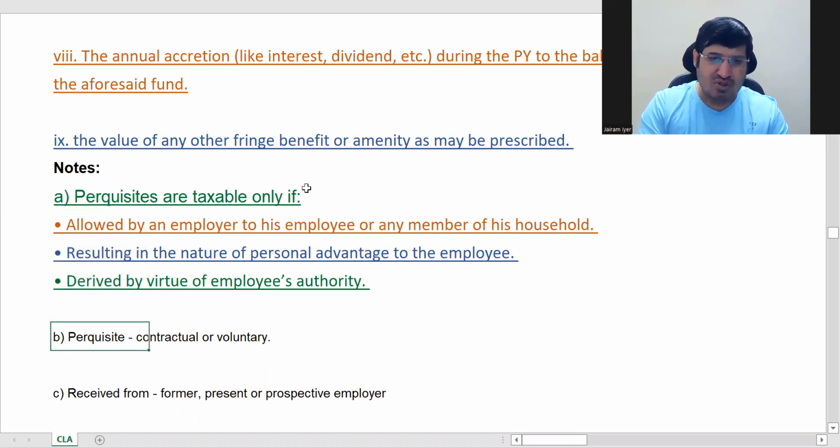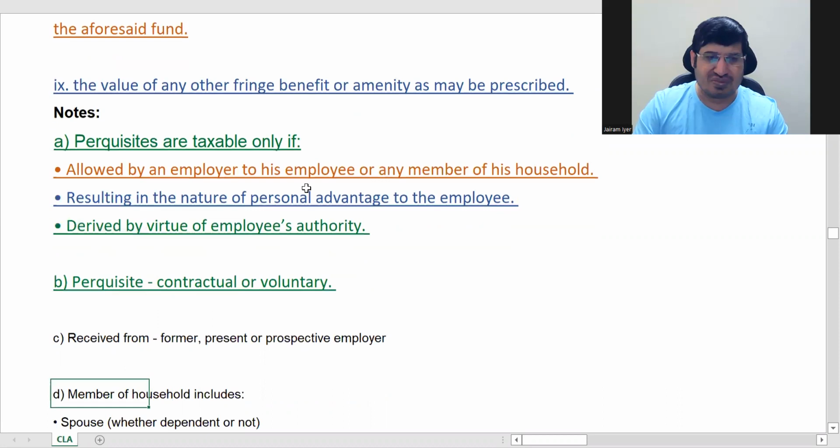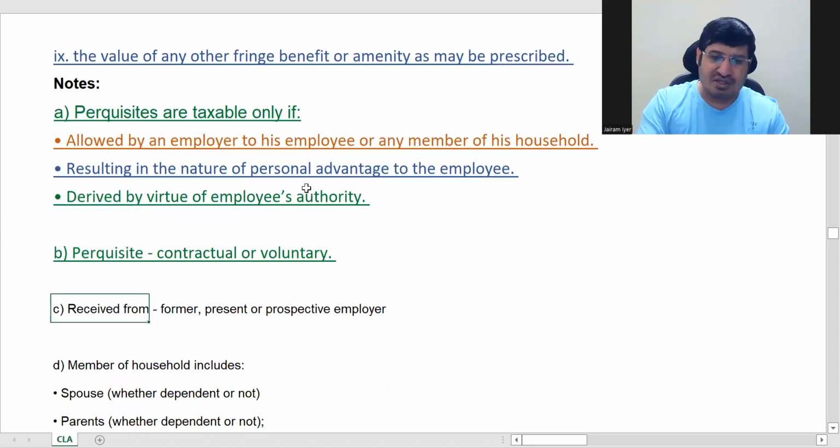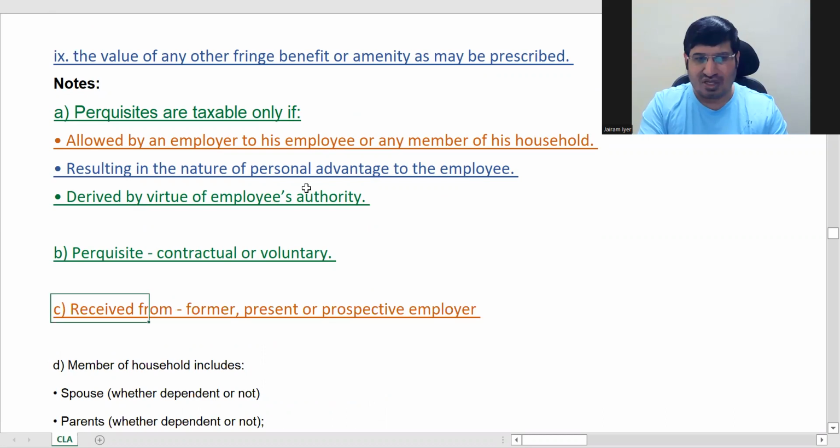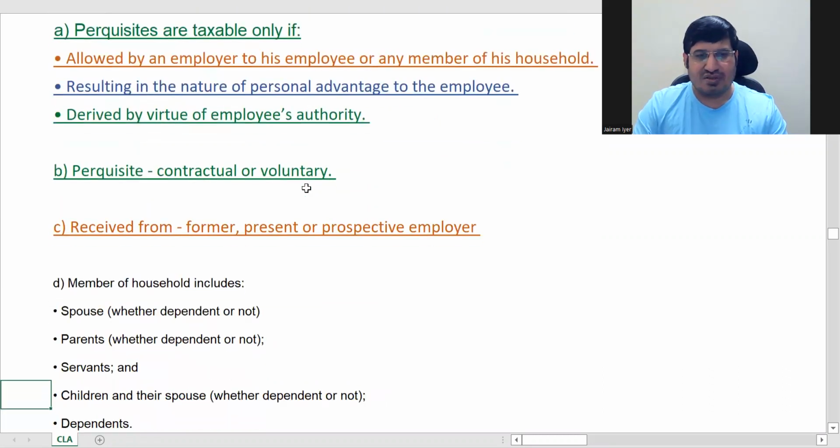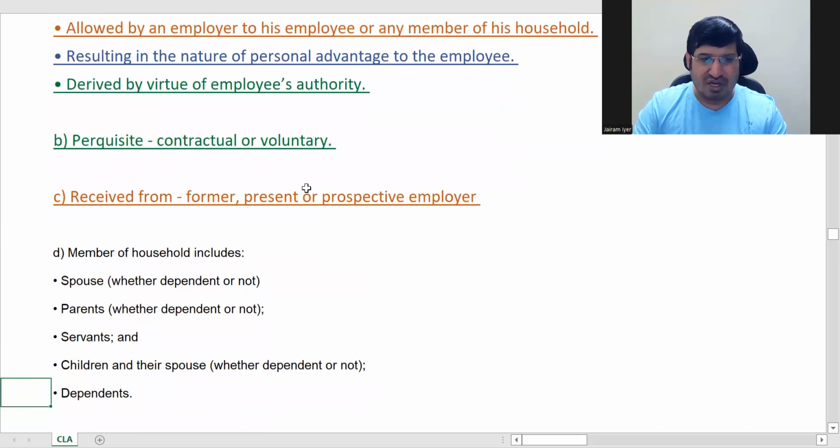It can be contractual or voluntary. So in salary, most of the things, contractual or voluntary, everything is taxable, if you are getting it because you are the employee. Received from former, present and prospective employer. Prospective is future employer, right?